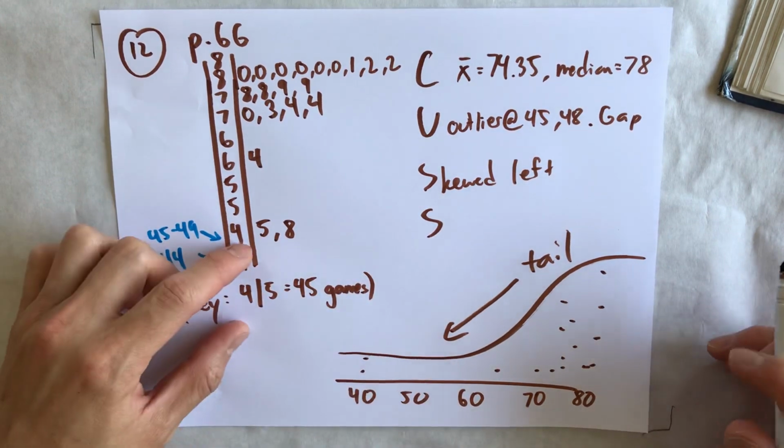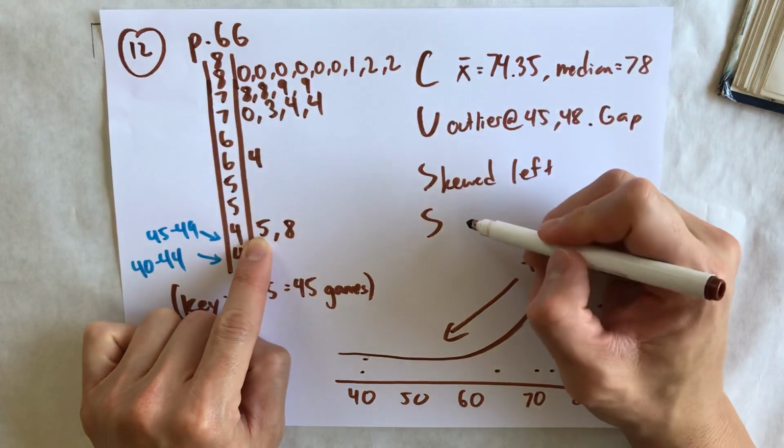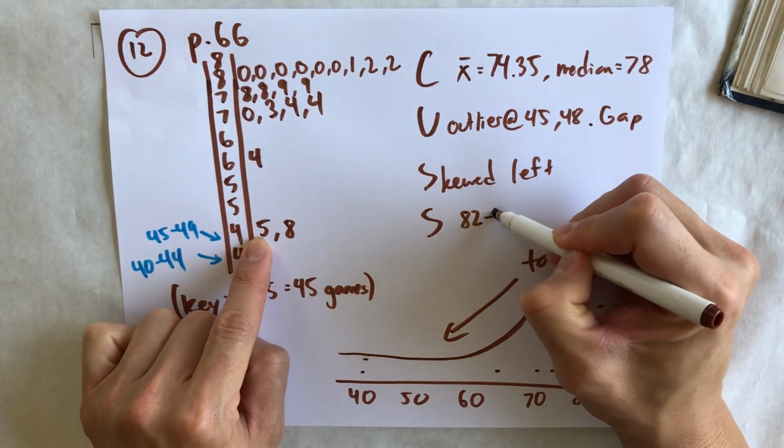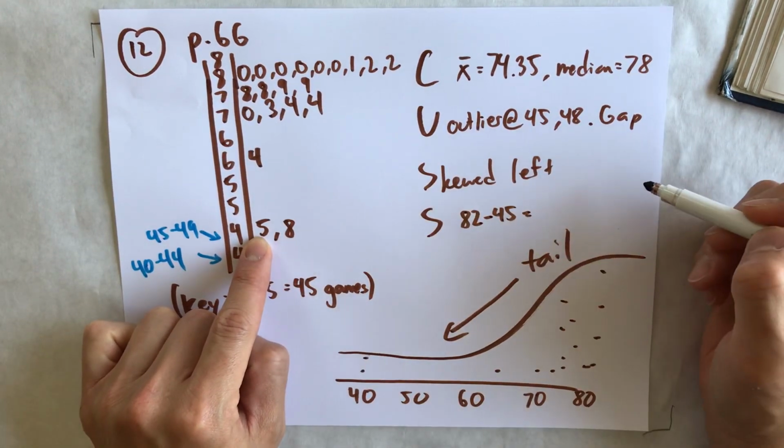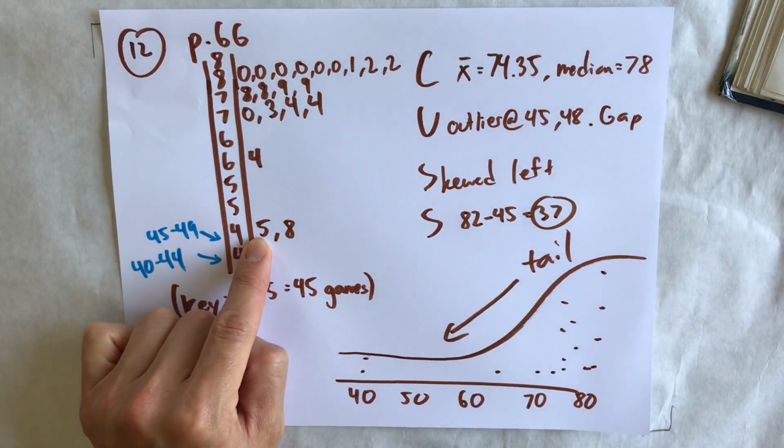Let's look at the spread now. We know what our minimum number is. It's 45. Our maximum is 82. So simply 82 minus 45, which is 37. Is that right? Yeah, 37. Okay.